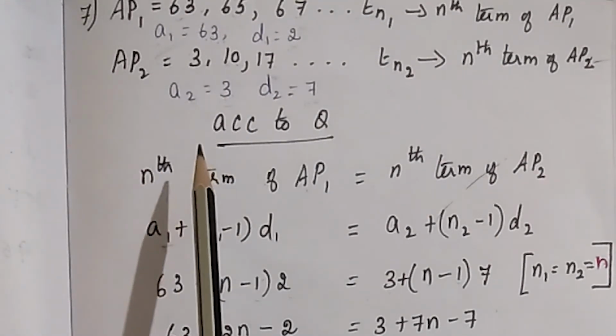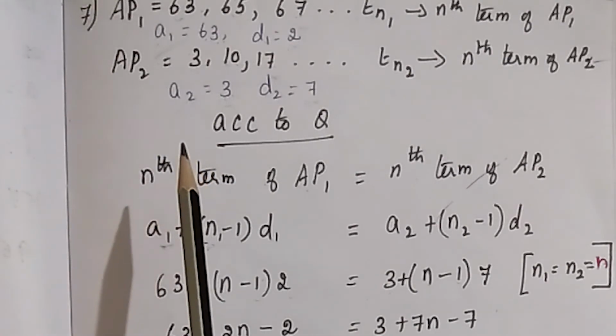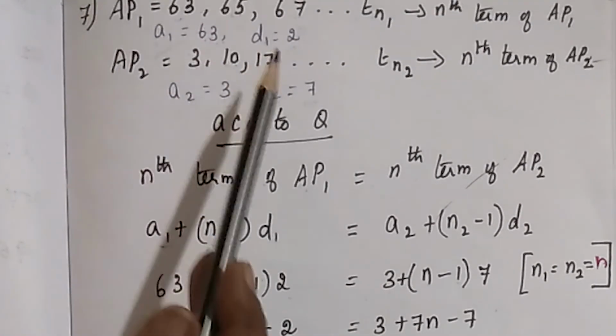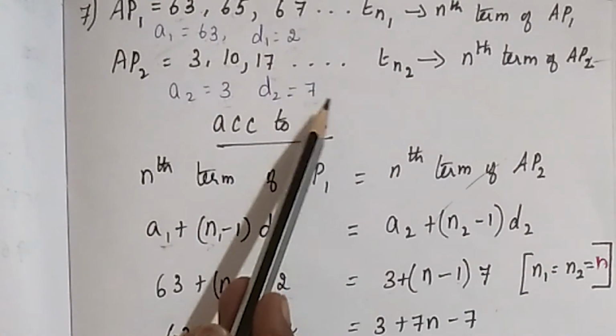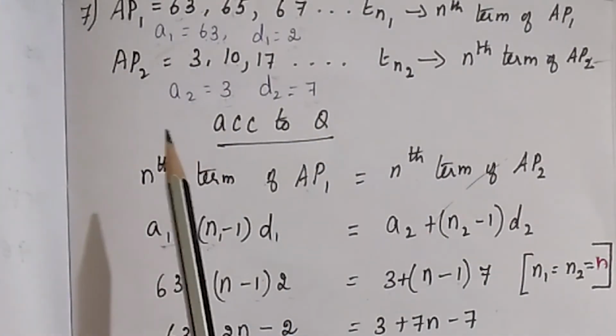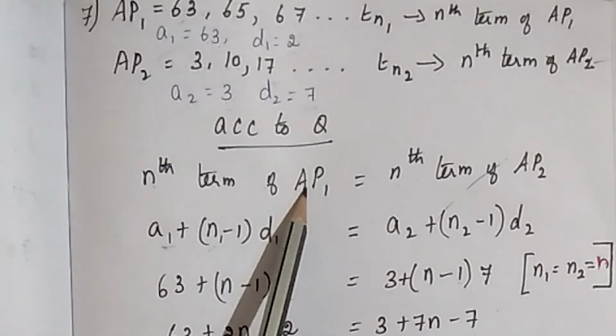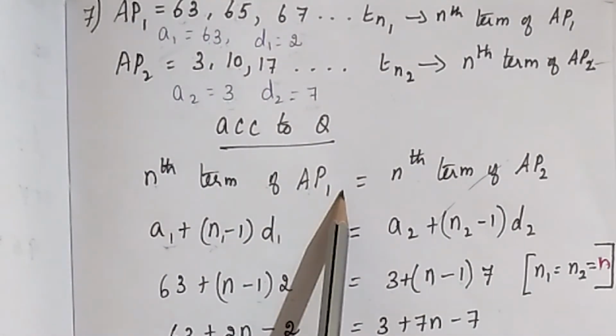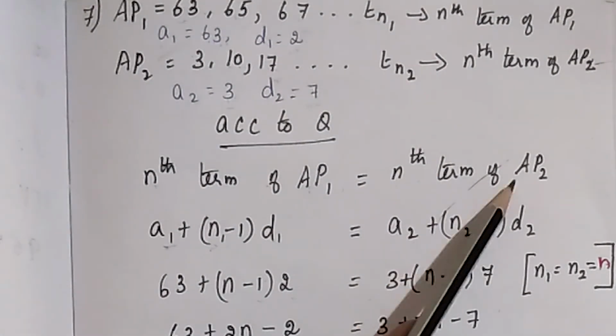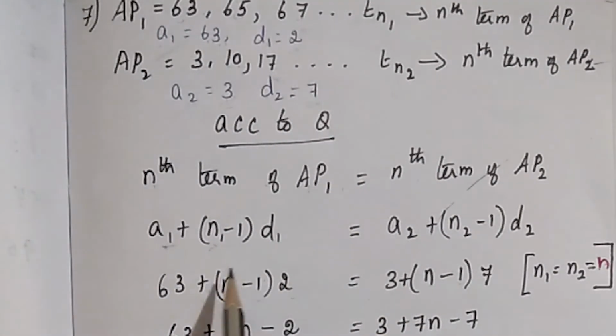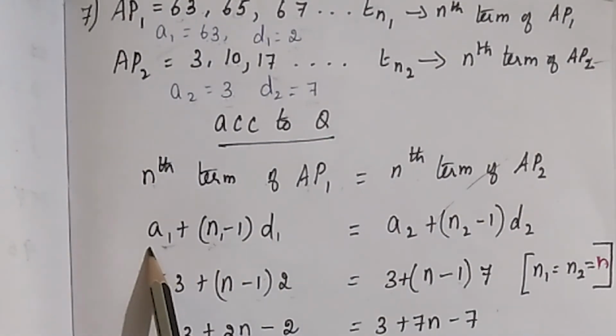Now what is given in the question? Nth term of the first AP and nth term of the second AP are same, equal to each other. So write nth term of the first AP is equal to nth term of the second AP. Now take it.